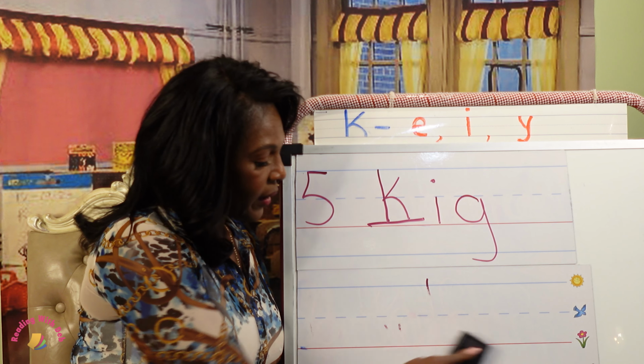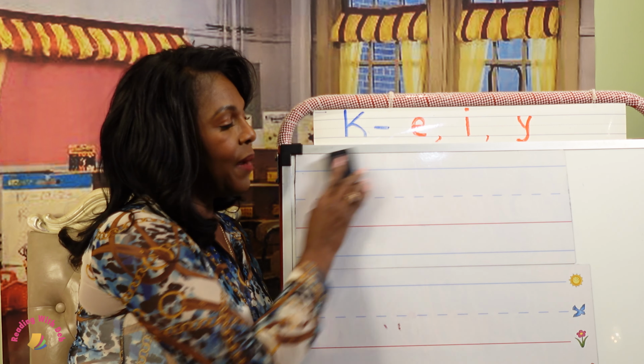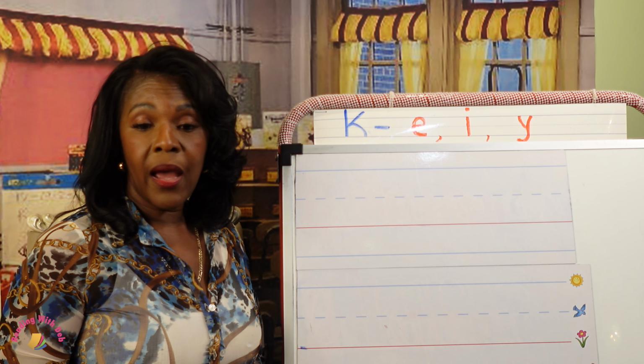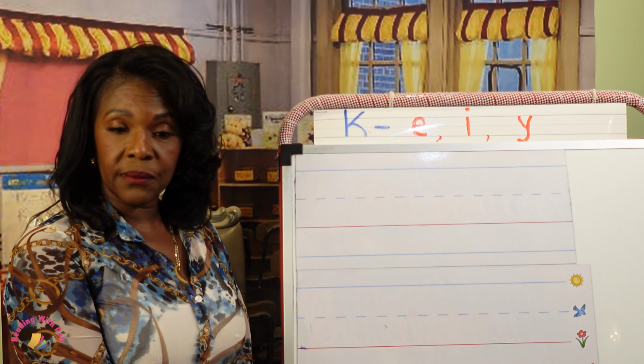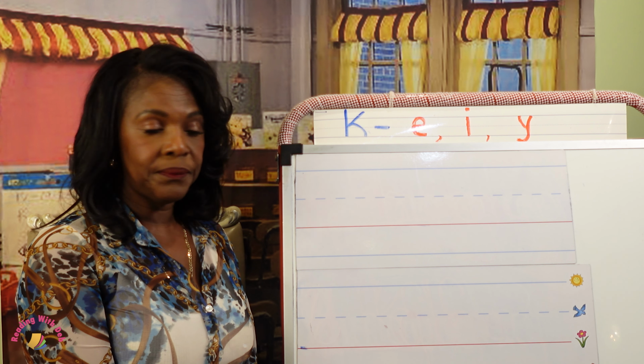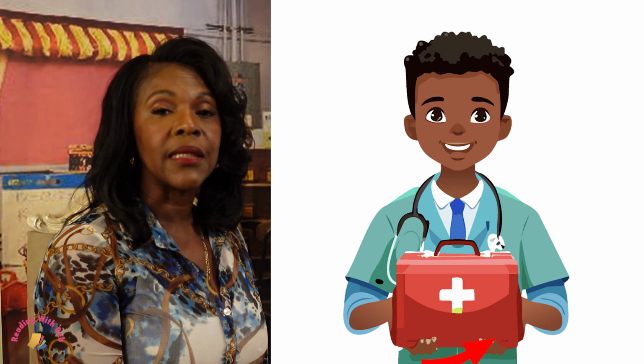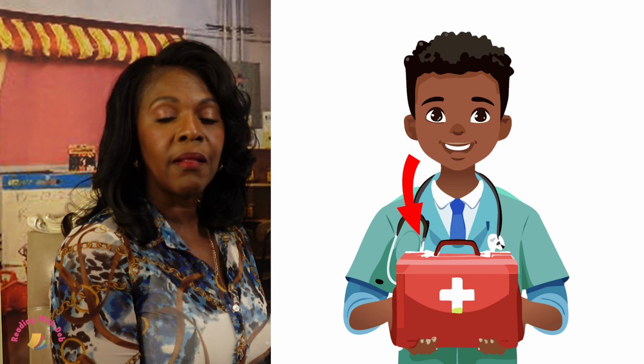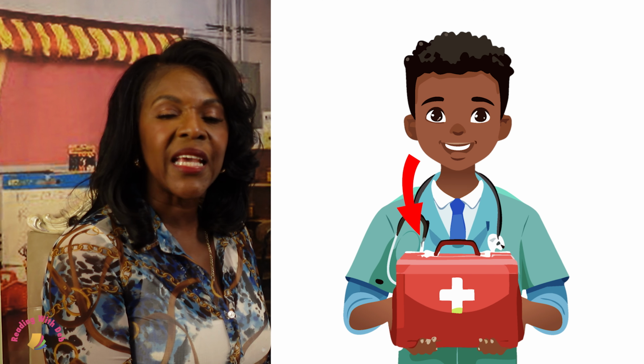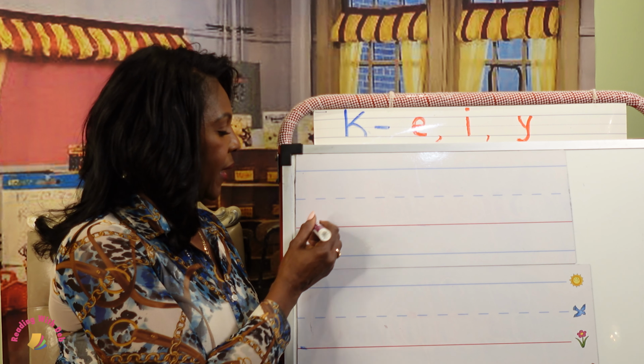Now we're going to do sentences. We're going to do 4 sentences. I am going to write them out, and you are going to fill in the 2 words that have the K sound. Number 7. Cal got his kit. Cal got his kit. I hear K.